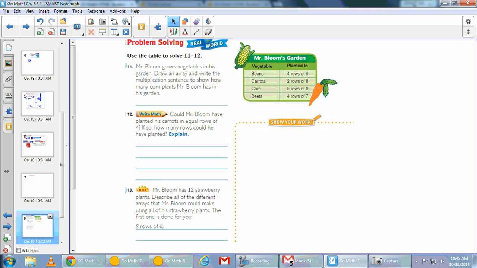And use the table to solve number 11 and 12. So spend some time looking at Mr. Bloom's garden. You have vegetables and how they were planted in there. Number 11, Mr. Bloom grows vegetables in his garden. Draw an array and write the multiplication sentence to show how many corn plants Mr. Bloom has in his garden. So I'm going to look at corn. So using my white space, very important now.